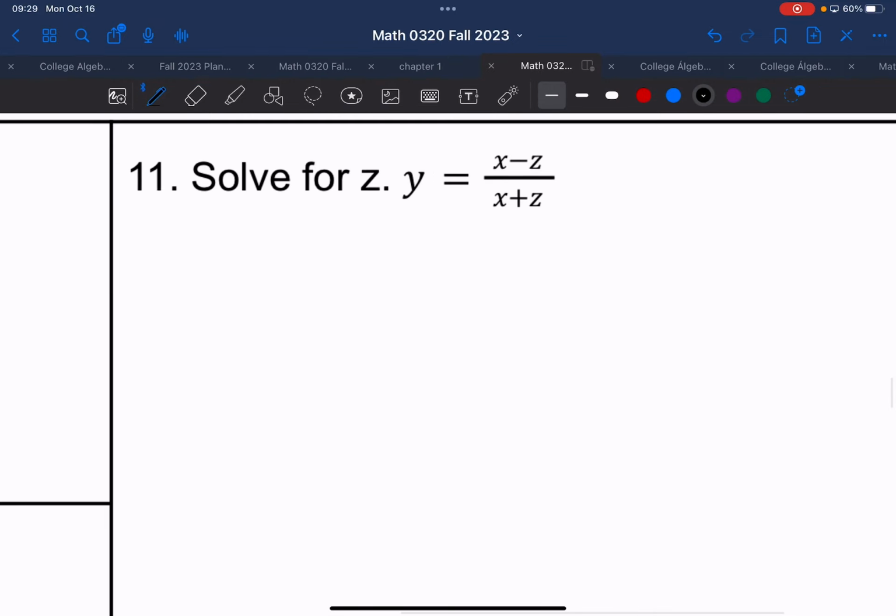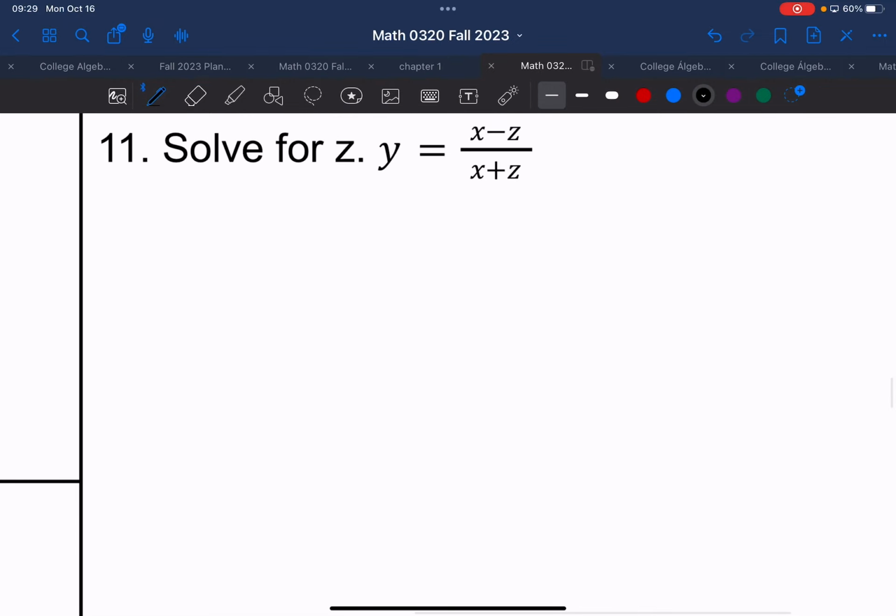Okay, let's look at this last one. We have our formula of y is equal to x minus z over x plus z. Instead of having it solved for y, it wants us to have it solved for z. So I'm going to rewrite my equation. Okay. What's my first step? Y is a fraction, so over 1.